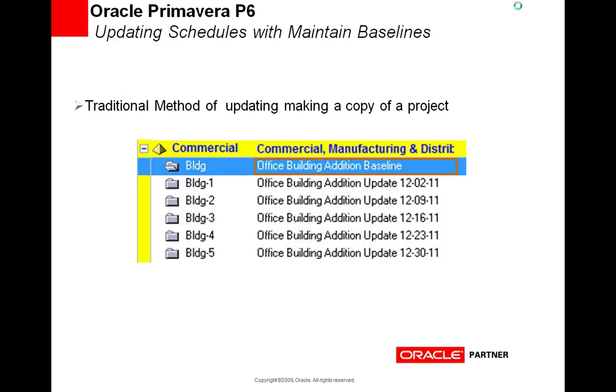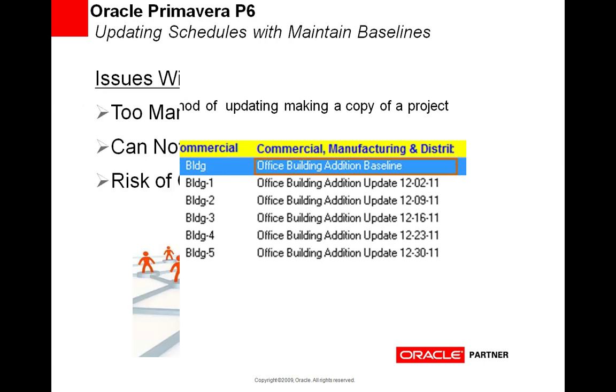So I want to go over a couple methods for doing updates in P6. One of the traditional methods is to make a copy of the project each time you update it. On my screen here, you see a screenshot of the EPS in P6 with the original project highlighted and then 5 updates made for each update. This works fine for some people, especially working in standalone environments, but it can create some issues in different environments.